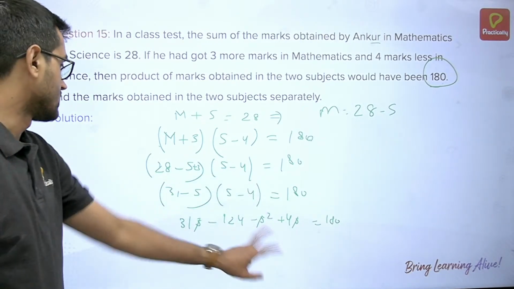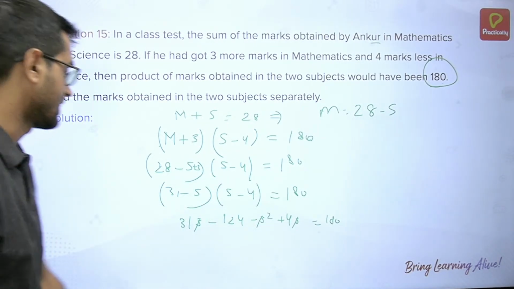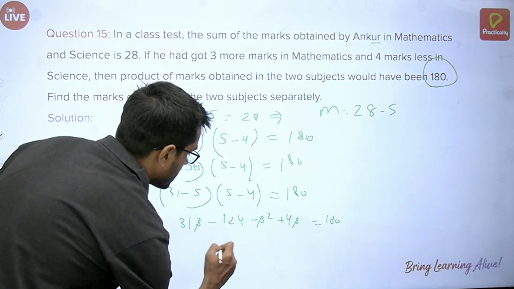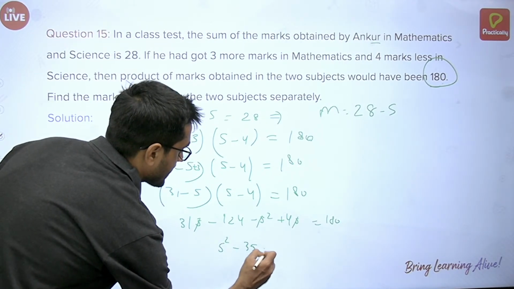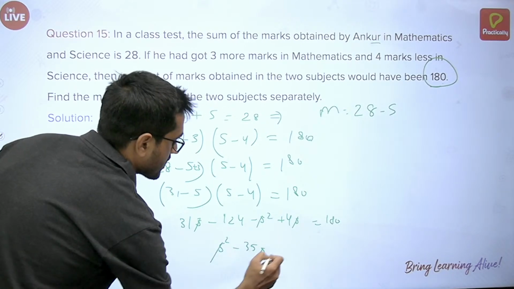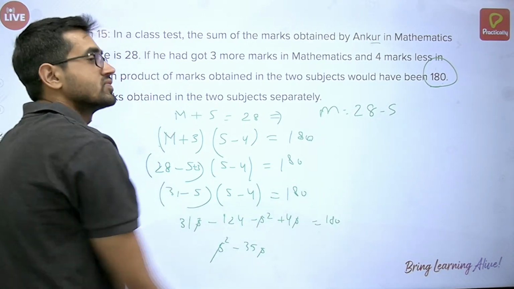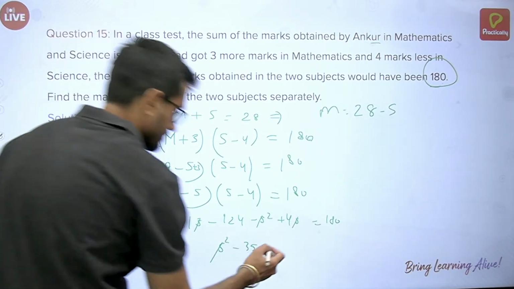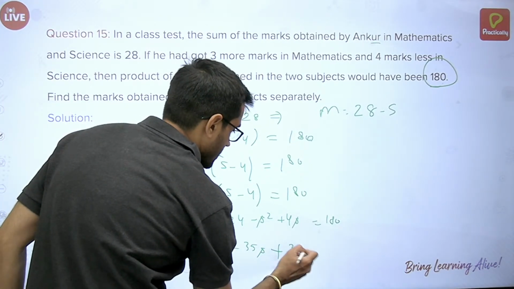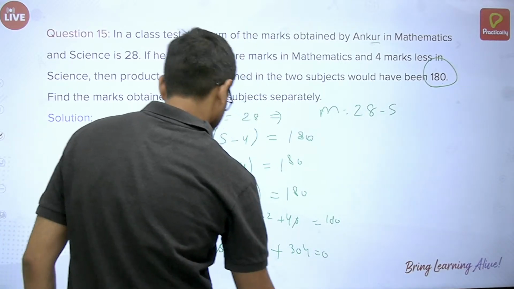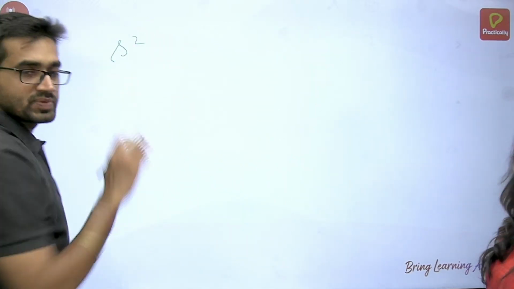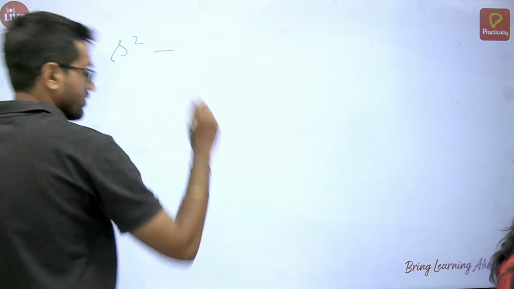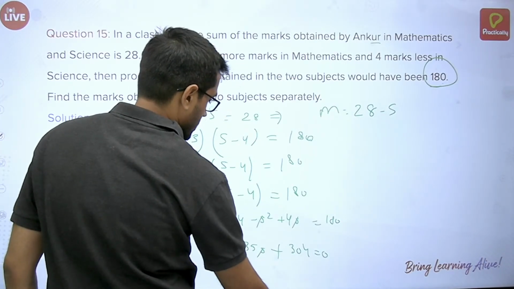31 plus 4 is what? 35s, right? So s square minus 35s plus 124 plus 180. So 180 plus 200, 304. Okay, we have to find the factors now. So all of you, please be smart and find it on your own. Don't wait for us to write it for you.